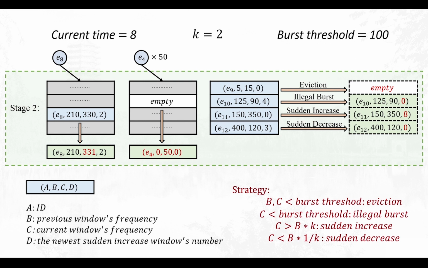Similarly, for E12, we find that its frequency in the current window is 1 over 2 times smaller than the previous window. So we know a sudden decrease happened. And the bucket records that E12's newest sudden increase is in the third time window, so we report a 5-time-window burst of E12 occurs and clean the newest sudden increase window's number to 0.